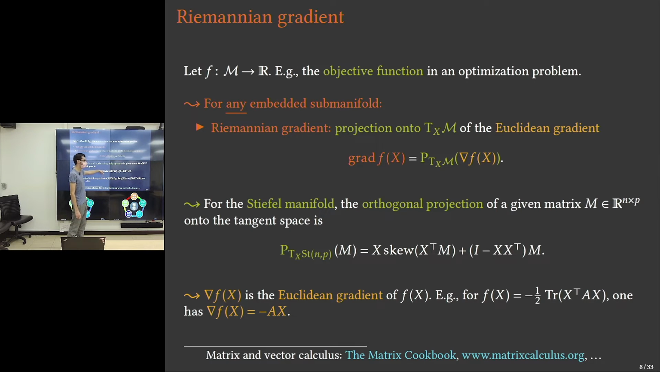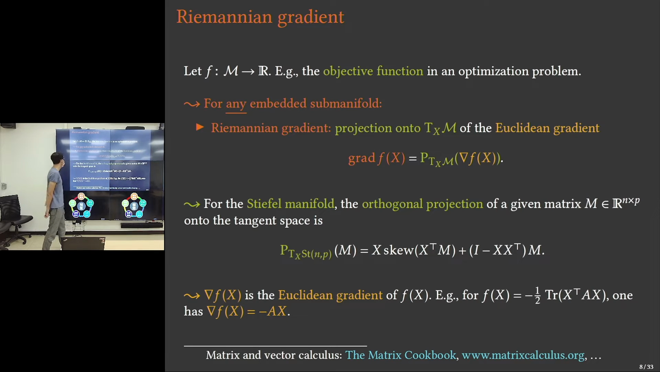So you see it repeats the form of the tangent vector, right? Because here we have x, which multiplies a skew-symmetric matrix. This is an operator that gives you the skew-symmetric part of this matrix. And then we have the part in the orthogonal complement. This is an orthogonal projector applied to that matrix.